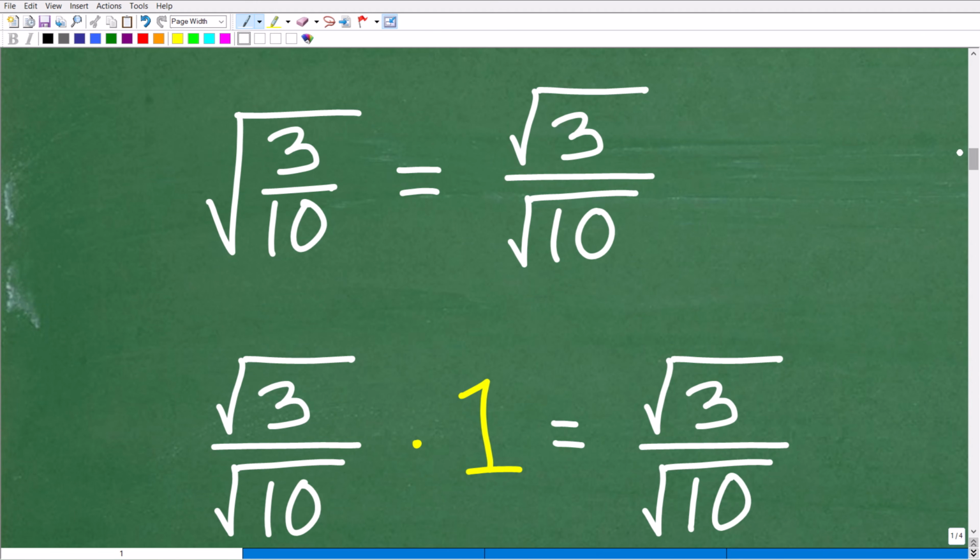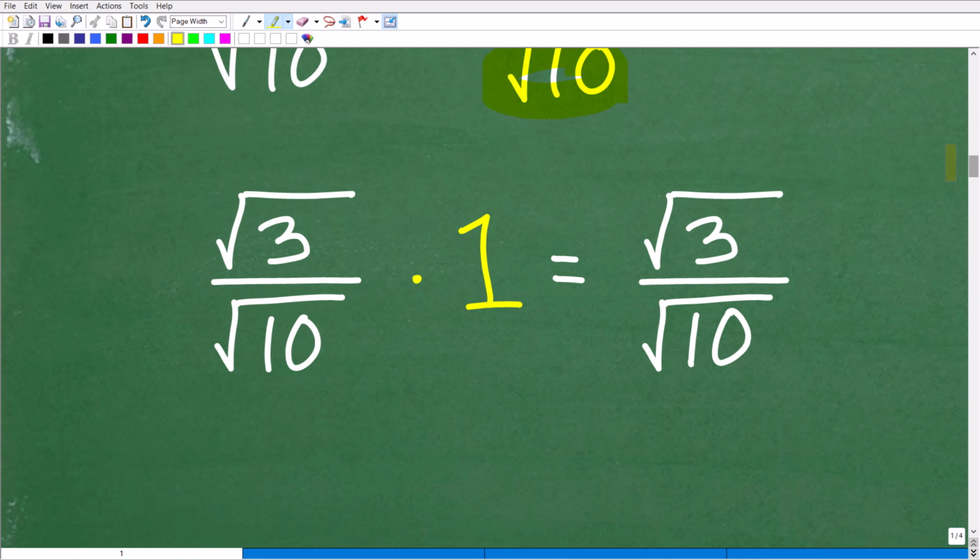Okay, so let's get back to our problem. We know that the square root of 3 over 10, we can write that as the square root of 3 over the square root of 10. So we're just going to take our fraction here, the square root of 3 over the square root of 10, and we're going to multiply it by 1.